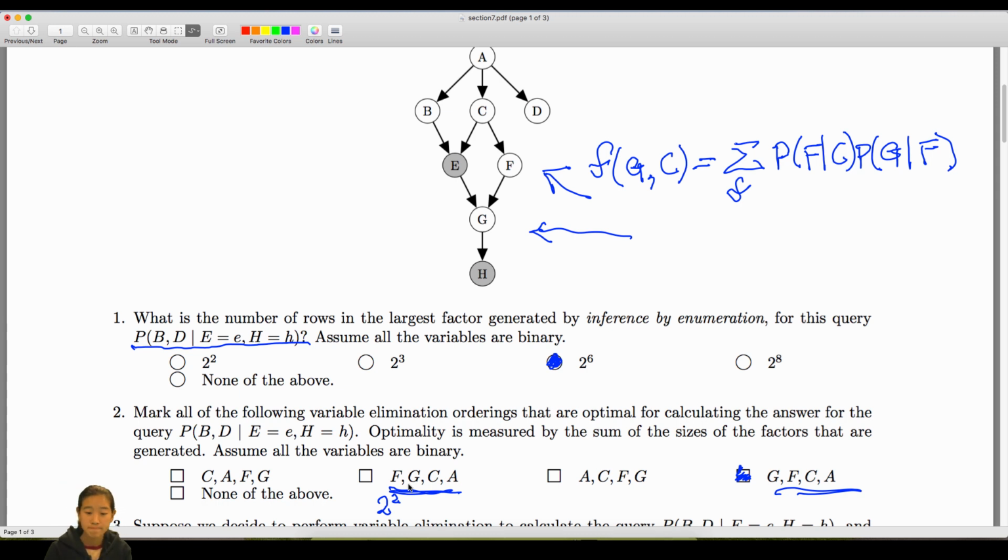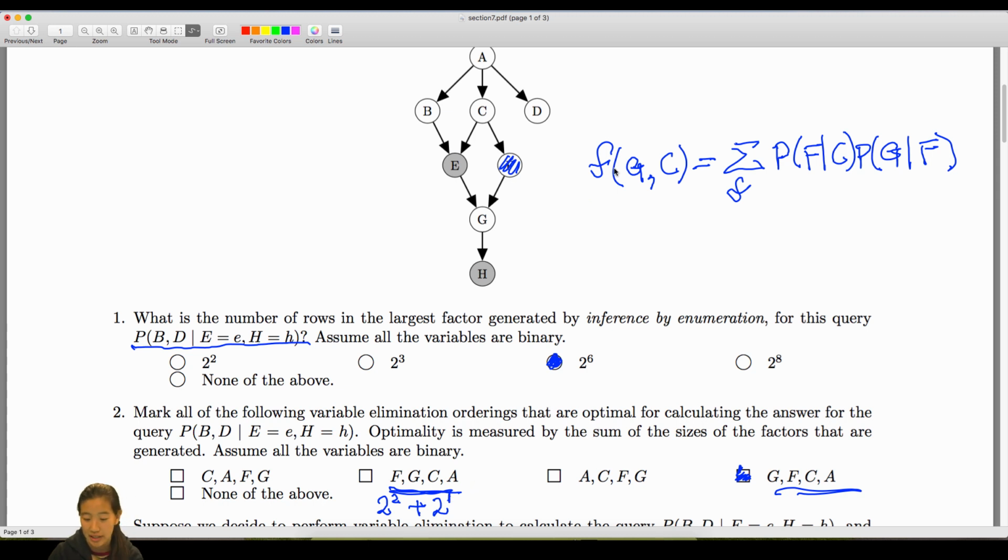Similarly, looking at G, once we have F eliminated, we're going to cross that one off. G all of a sudden would have nothing really, and then we can just eliminate that. G itself takes on 2 values because it is binary, so G has 1.